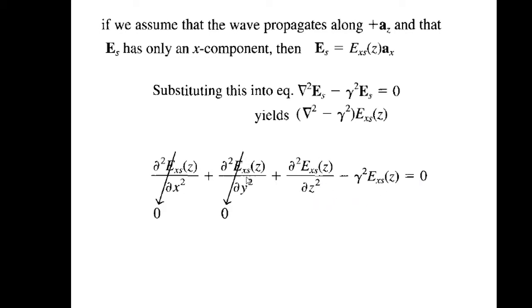We write the equation like this because the electric field is in the x direction and the wave is propagating in the z direction. E has only an x component and it is a function of z only. It is not varying with respect to x or y. So both dou square by dou x square and dou square by dou y square are 0. This is a scalar wave equation, and now we have to solve this second order differential equation: d square by dz square minus gamma square Exs(z) is equal to 0.